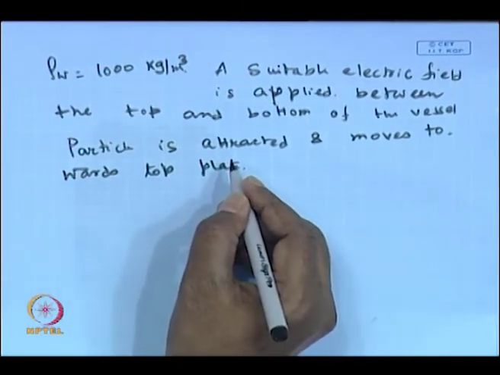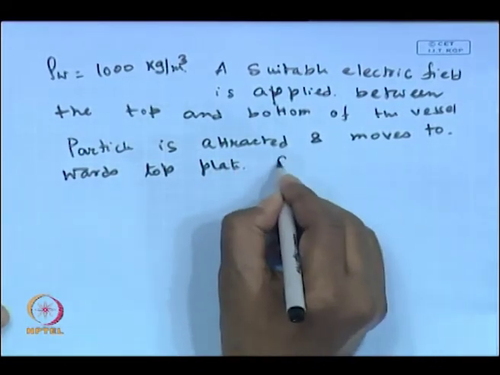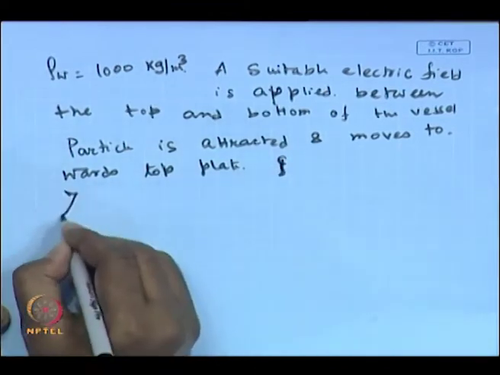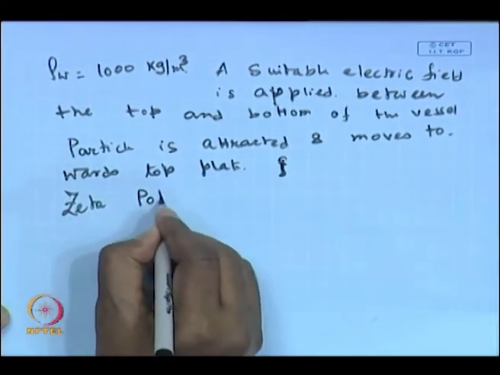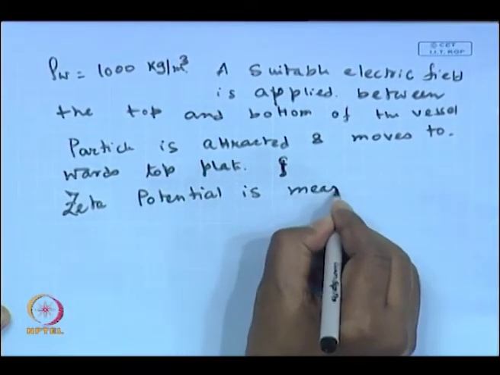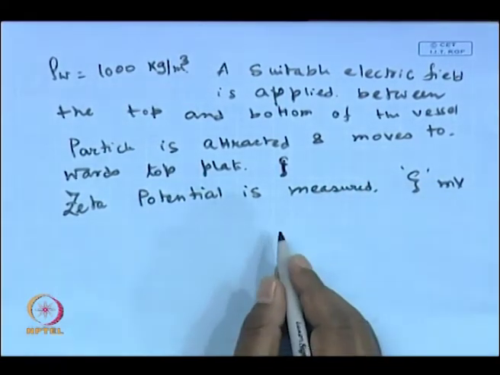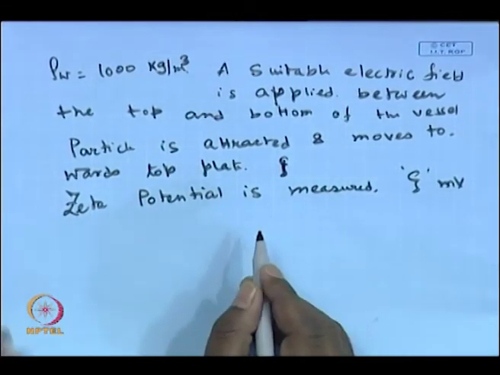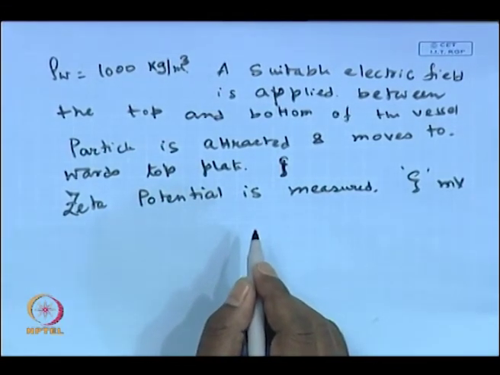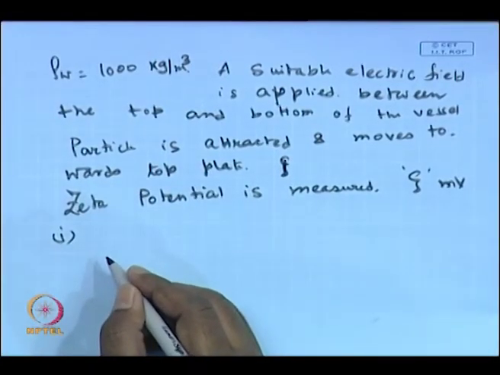And the zeta potential is measured, and this value is zeta in millivolts. So, basically I will be solving this problem with symbols. Whenever the values are supplied, you can put in the values and get the numbers. Now, the question is: find the minimum field strength so that the particle is lifted up.